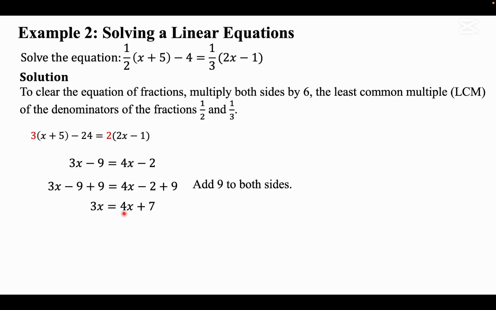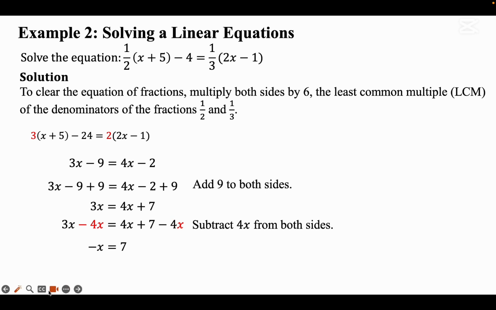Next step would be to move that 4x over to the other side. And of course, if I have to take this term over to the other side, I have to subtract it. So if I minus 4x, 3x minus 4x simplifies into negative x. And then over here, you're just left with 7 because the 4x and then negative 4x just cancel out.